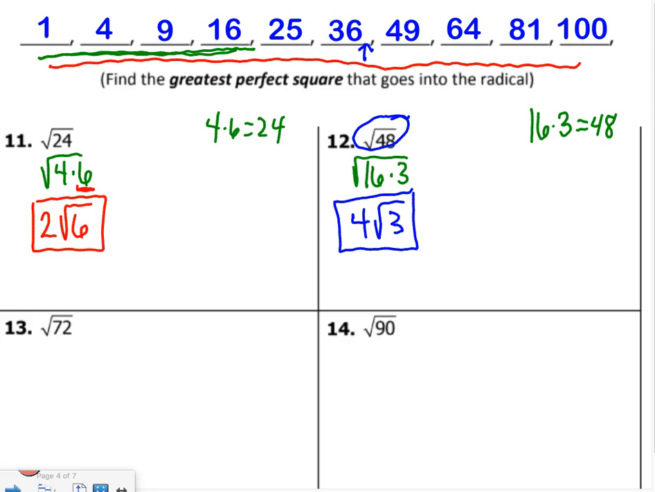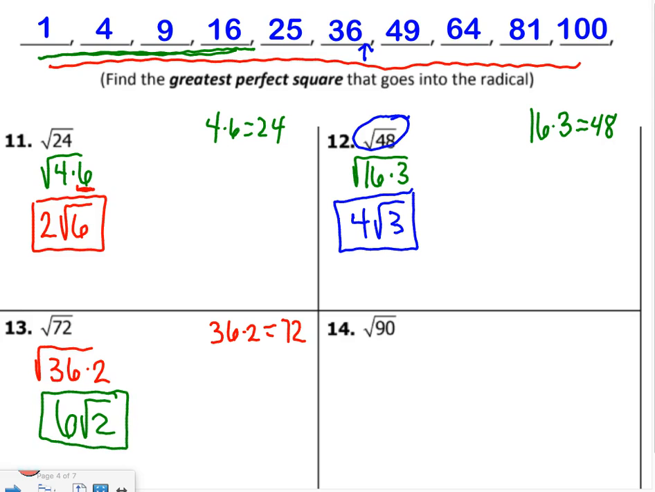Okay, let's try 72. Again, you start with numbers that are less than 72 on our list. 64 doesn't work, 49 doesn't work, but what is 72 divided by 36? Well, that should give me 2. So 36 times 2 actually gives me 72, which is perfect. So again, I'm going to rewrite 72 as 36 times 2. What is the square root of 36? Well, we know that is 6. We don't know the square root of 2, so that is left under the radical.